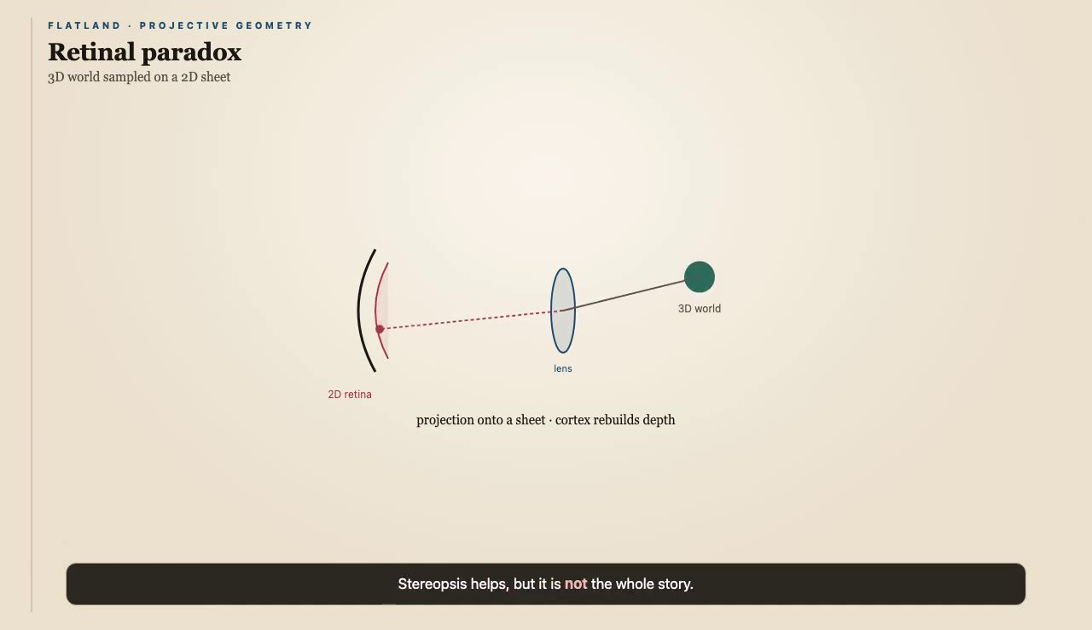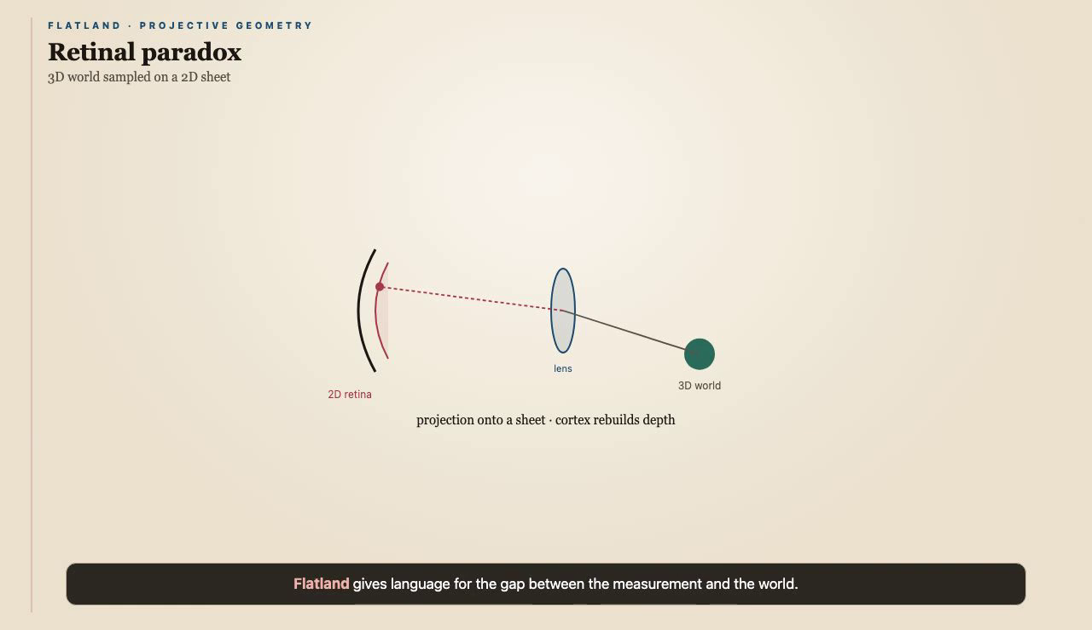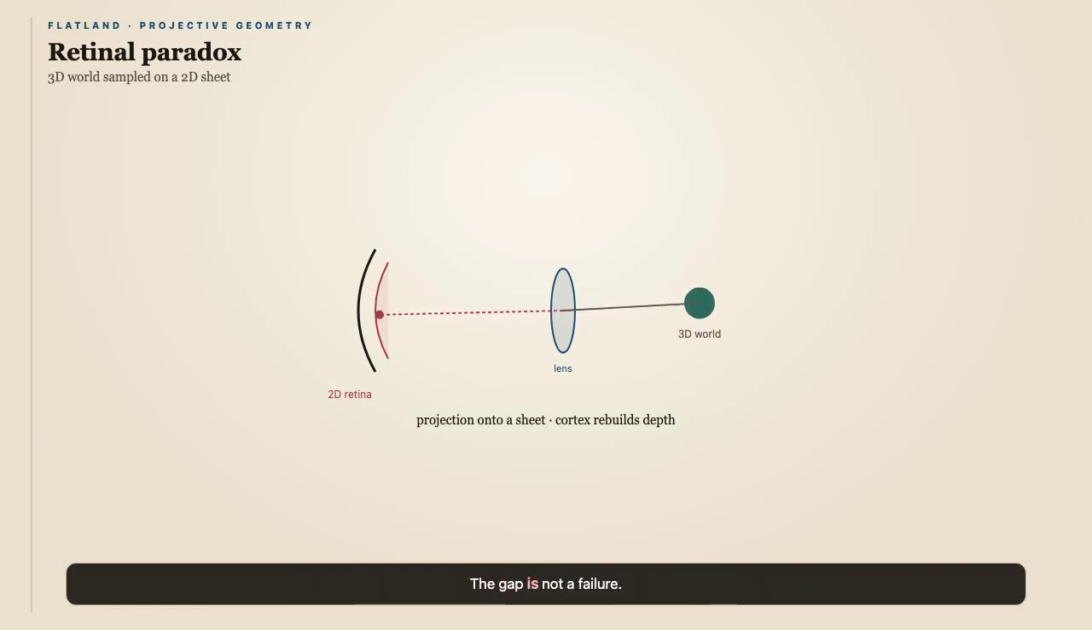Stereopsis helps, but it is not the whole story. Close one eye and depth does not vanish. Familiar size, occlusion, texture gradient, and perspective still work. Cinema relies on that. One camera, one image plane, and yet a city can feel deep. Flatland gives language for the gap between the measurement and the world. The gap is not a failure. It is the price of a sensor that is a sheet.